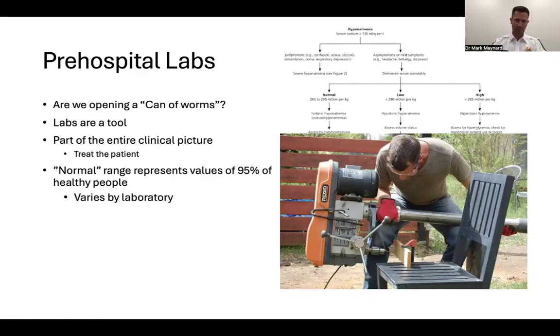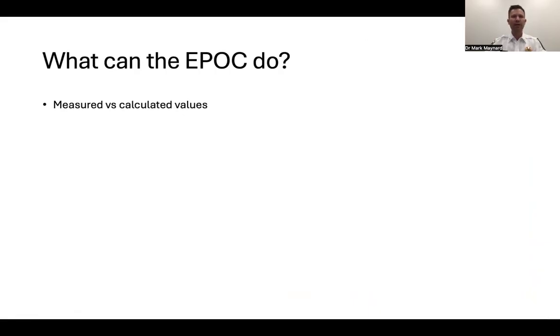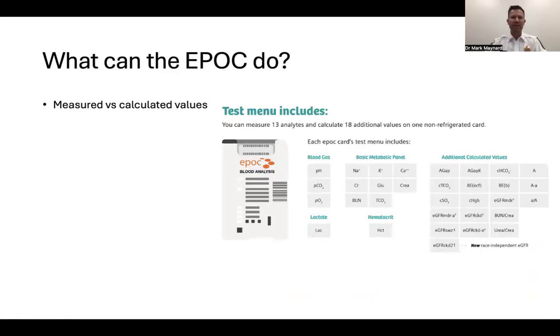So if you're in Africa or Mexico or the United States, you may have different lab values based off of a different population. All right, so what can it do? Basically, it can do two things. It can measure blood values directly, such as sodium, potassium, creatinine, but it can also calculate certain other values based on that.